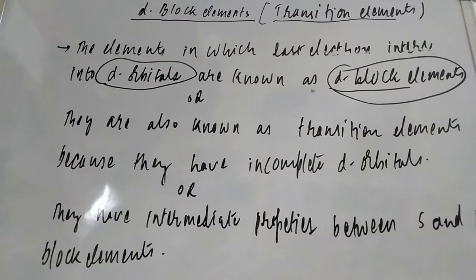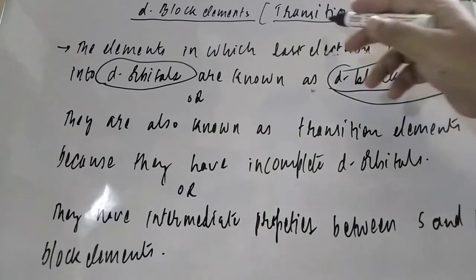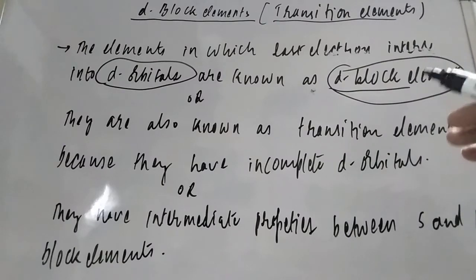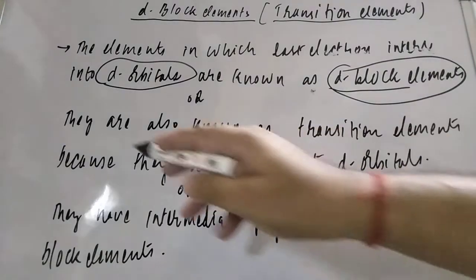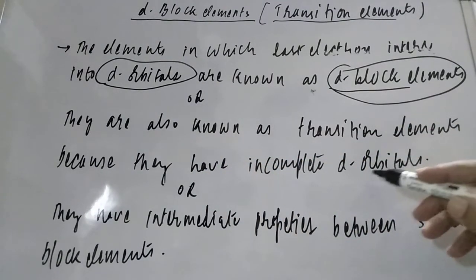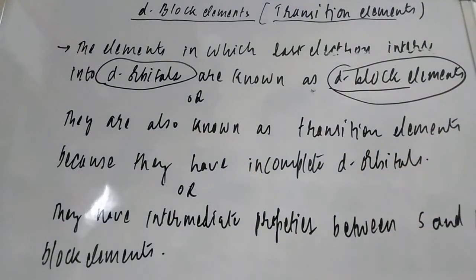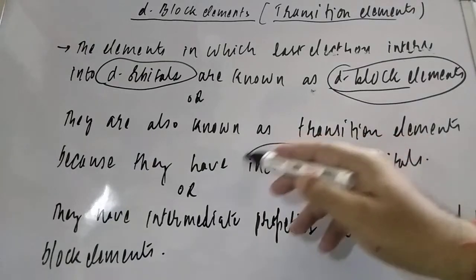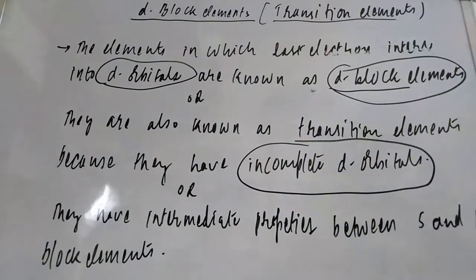It is the simple definition for the other block elements also. If you are going for p block, the p block elements are those elements in which the last electron enters into the p orbital. Similarly, they are also known as transition elements. Why are they known as transition elements? Because they have an incomplete d orbital.